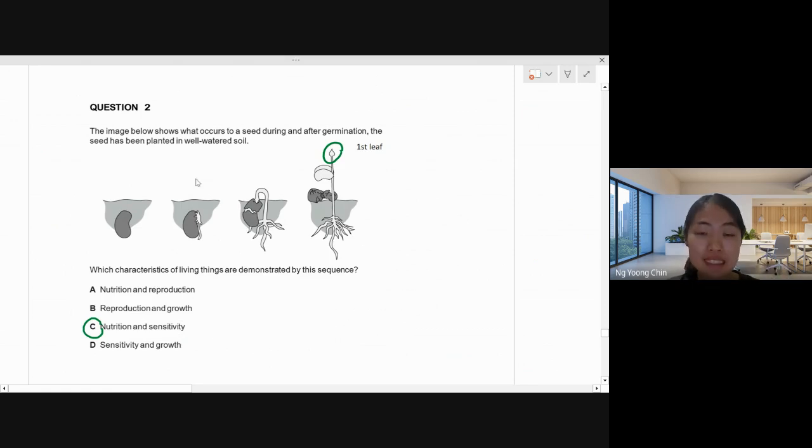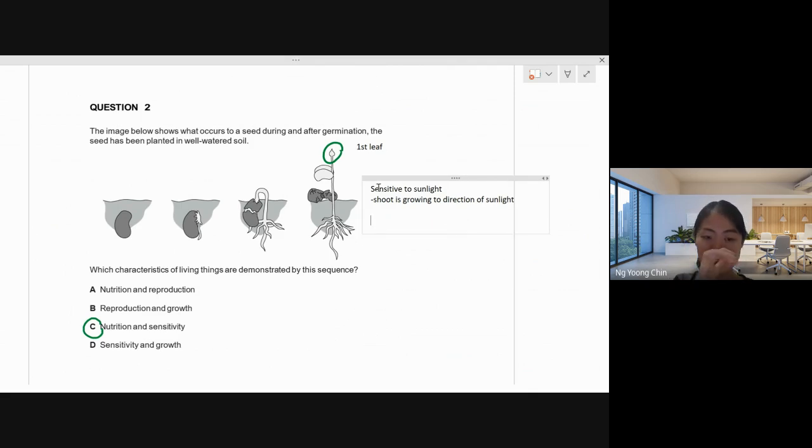You can see that nutrition already shows that these plants are able to perform autotrophic nutrition. Sensitivity means that this plant is very sensitive to sunlight, so the shoot is growing in the direction of the sunlight. That means it's sensitivity. Okay, this is for your information.